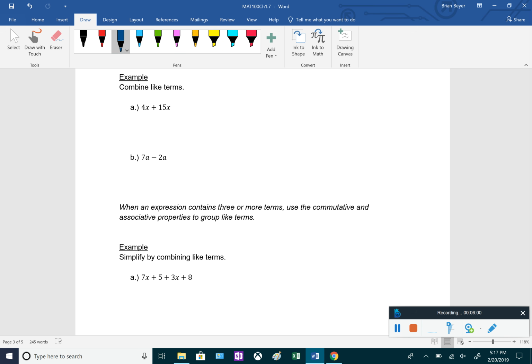So we have 4x plus 15x. You probably know that this is just going to equal 19x. We have 4 x's, and we're adding 15 of them to it. What technically is going on behind the scenes is the reverse direction of the distributive property. This would be 4 plus 15 times x. 4 plus 15 is 19, so 19x.